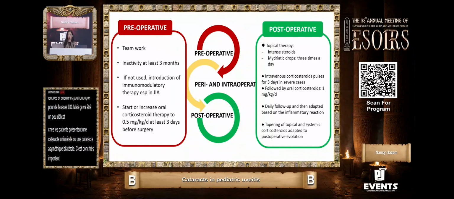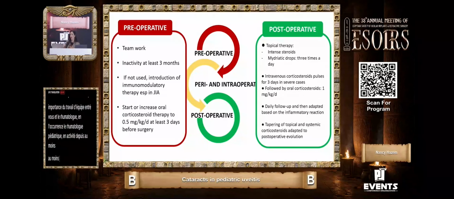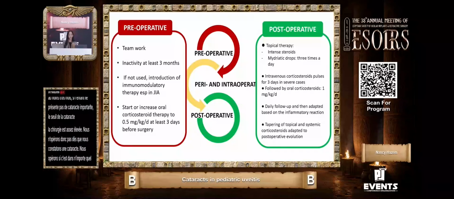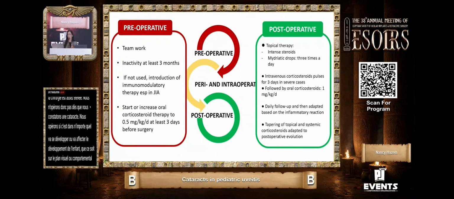But it's very important preoperatively just to go over the main points, but Dr. Samir talked about them in detail. The importance of teamwork between you and the rheumatologist, in this case the pediatric rheumatologist, in activity for at least 3 months. If the child does not have a significant cataract, the threshold for cataract surgery is quite high, so we don't operate as soon as we see a cataract. We operate if this is in any way going to affect the child's development, whether visually or behaviorally.